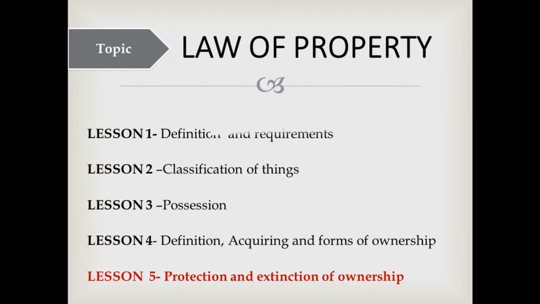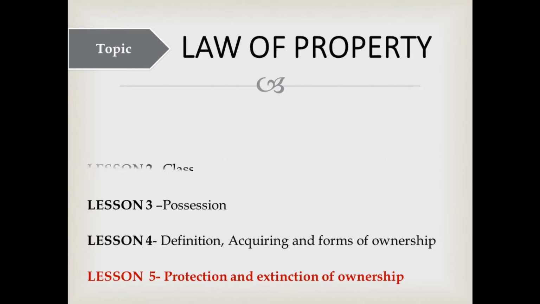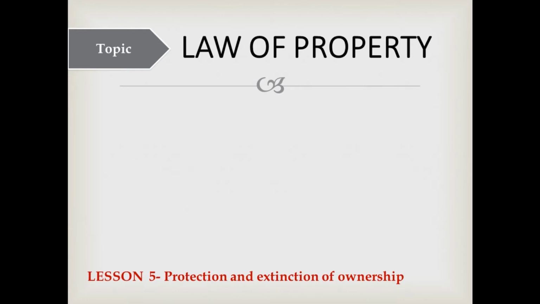We have already looked at the definition and the requirements, classification of things, possession, as well as the definition, acquiring, and the forms of ownership. Today we are moving on to lesson number 5, protection and the extinction of ownership.